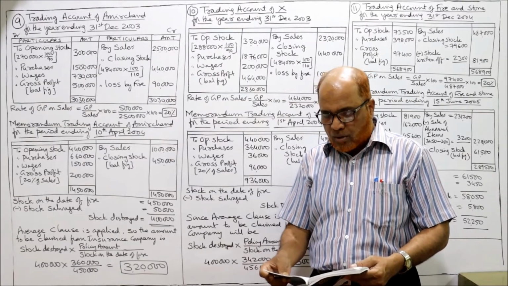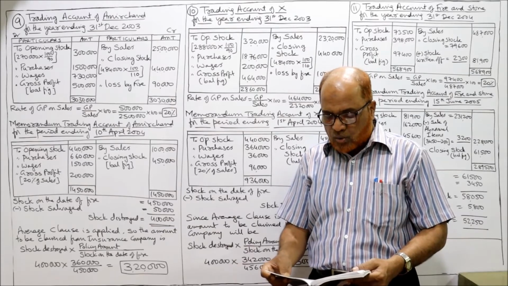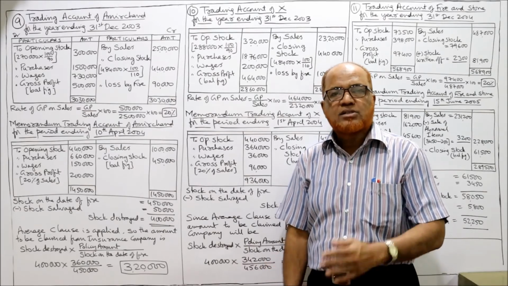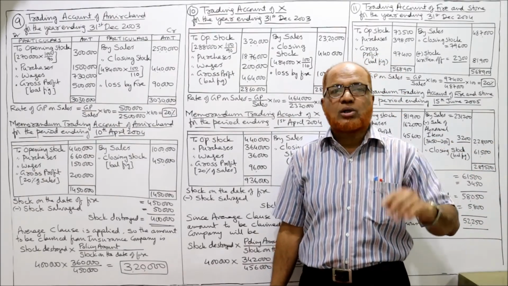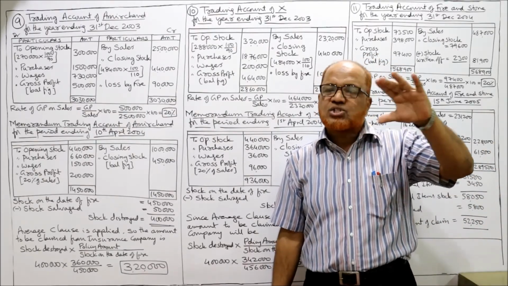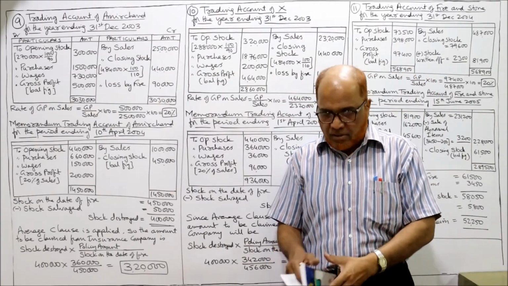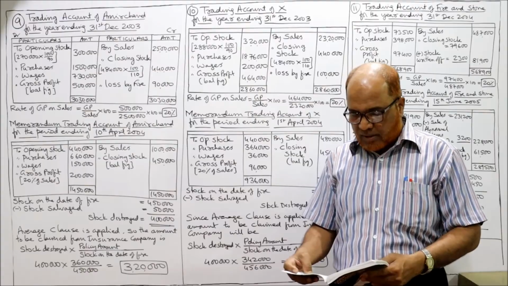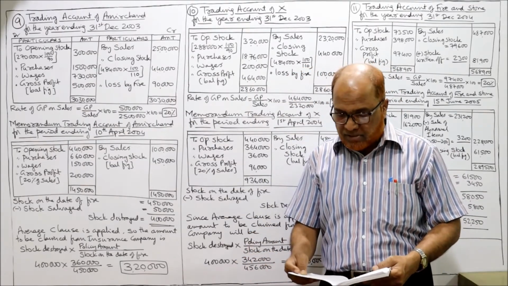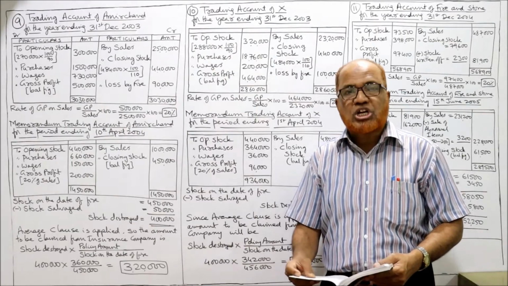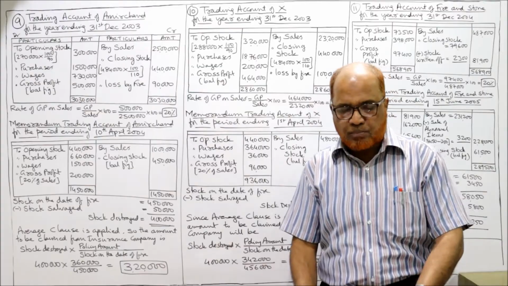Fire also broke out on 21st December 2003 and destroyed stock to the estimated cost of rupees 1 lakh. Just like the previous problem, there was a fire in the last year also. So when we make last year's trading account, on the credit side we will take loss by fire, 1 lakh rupees stock destroyed. There was a practice in the concern to value stock at cost less 10%. But this practice was changed and the stock on 31st December 2003 was valued at cost plus 10%.